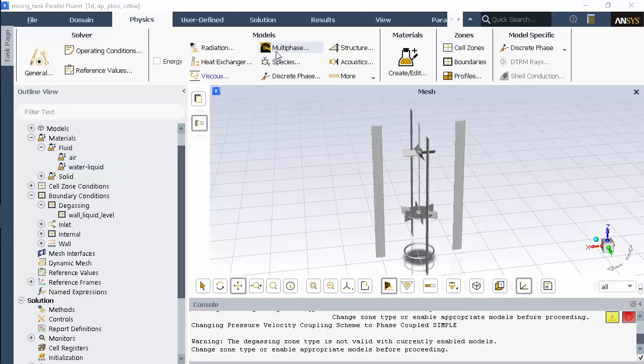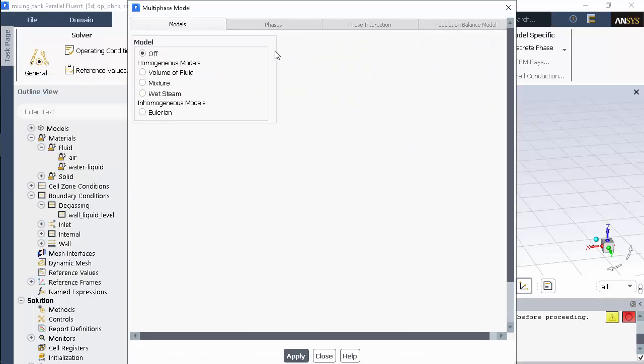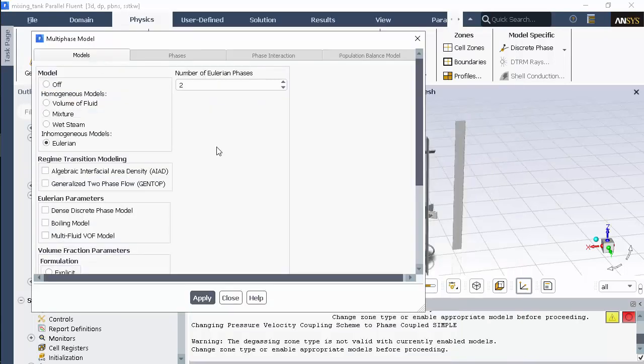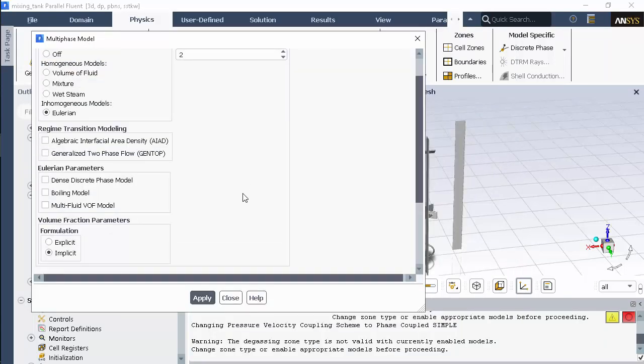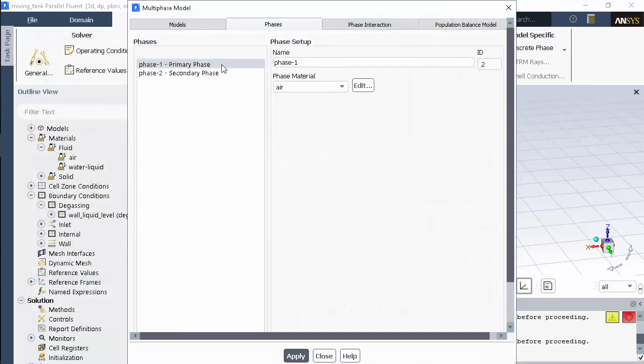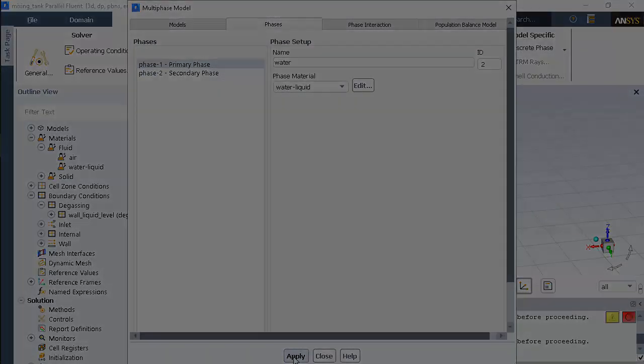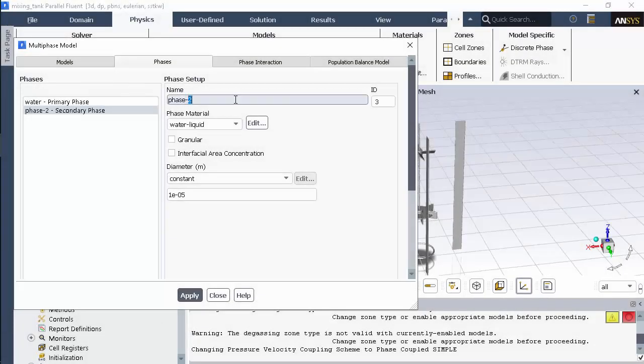Since the two phases, gaseous air and liquid water, aren't in equilibrium throughout the simulation, the Eulerian model must be used. Once I activate the Eulerian model, two phase descriptions become available in the Phases tab of the multiphase model. I'll describe the primary phase, which is the bulk fluid, as liquid water. The second phase is gaseous air.